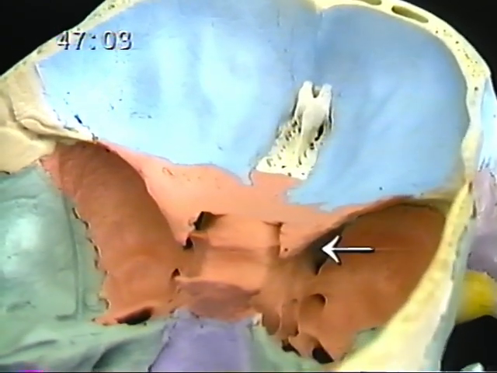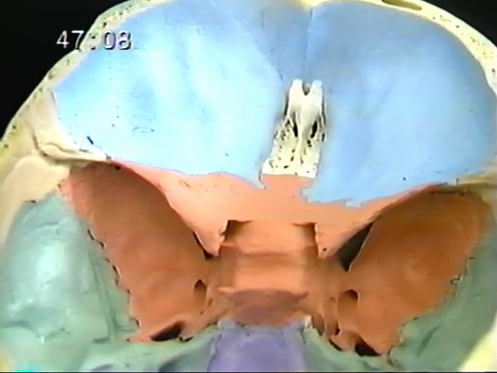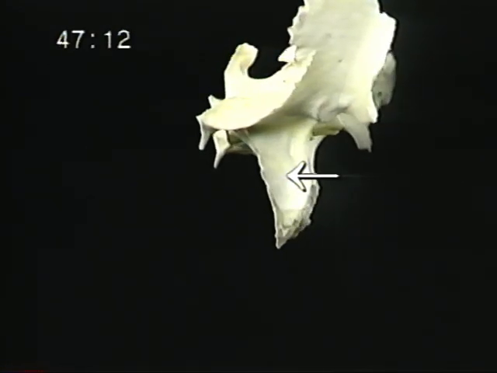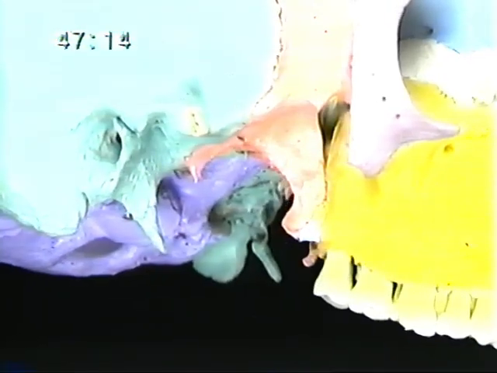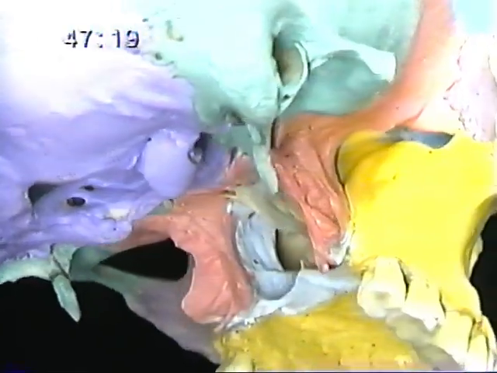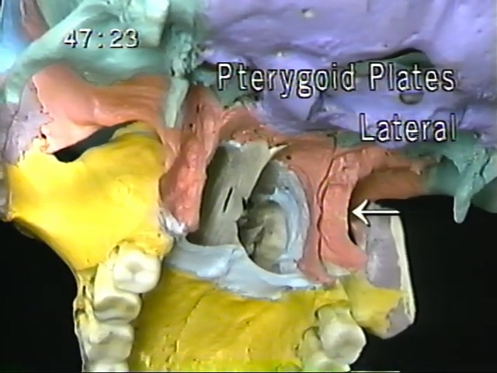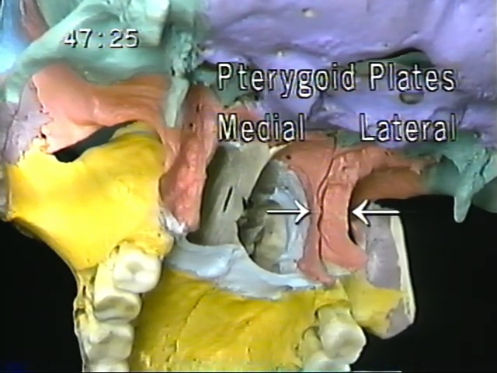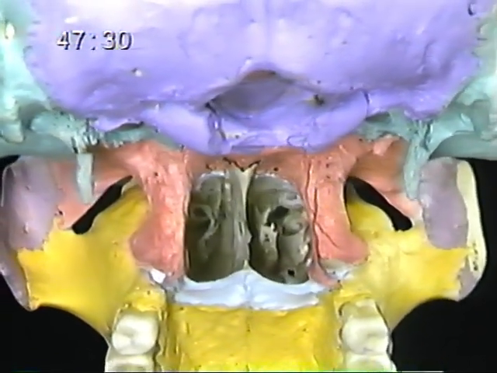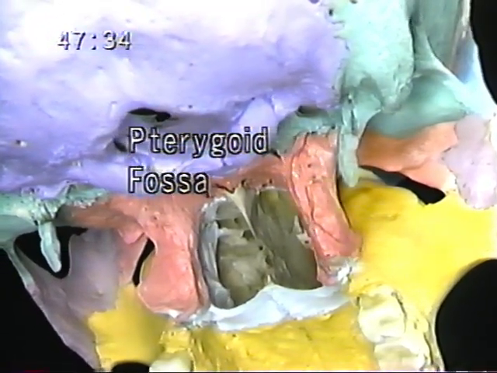Here's the superior orbital fissure from the inside. We'll get a better look at it in a minute. The pterygoid process of the sphenoid bone projects downward behind the maxilla. The pterygoid process includes the lateral and medial pterygoid plates, which are the attachments for some important muscles that we'll see later. This hollow between the pterygoid plates is the pterygoid fossa.